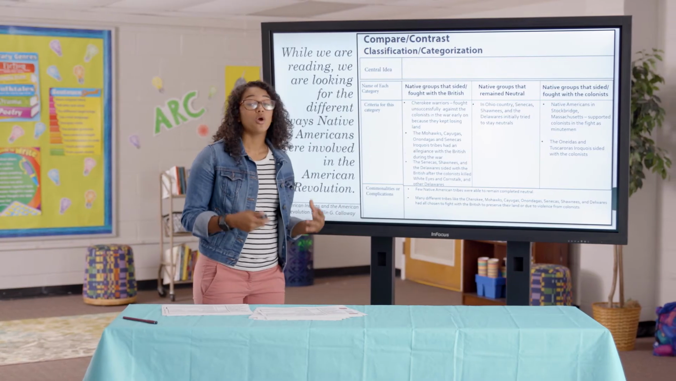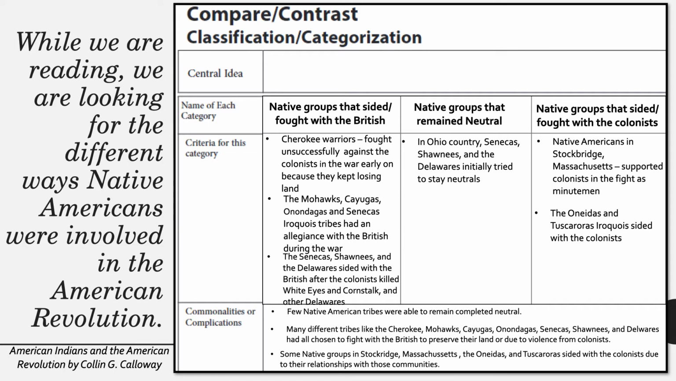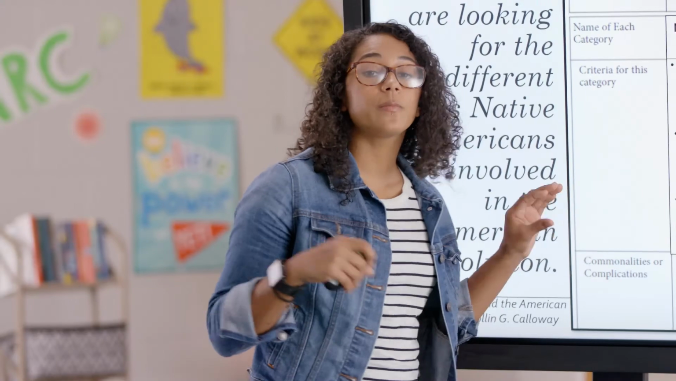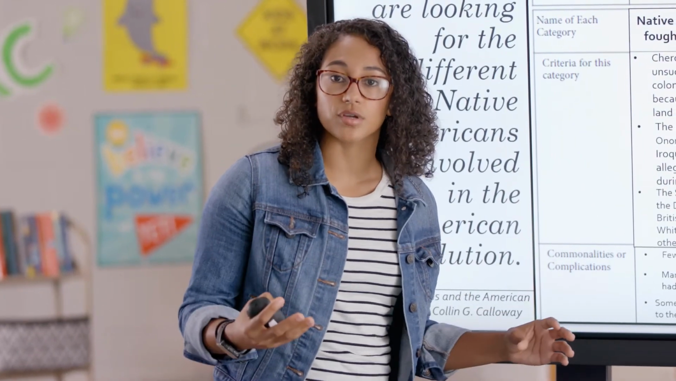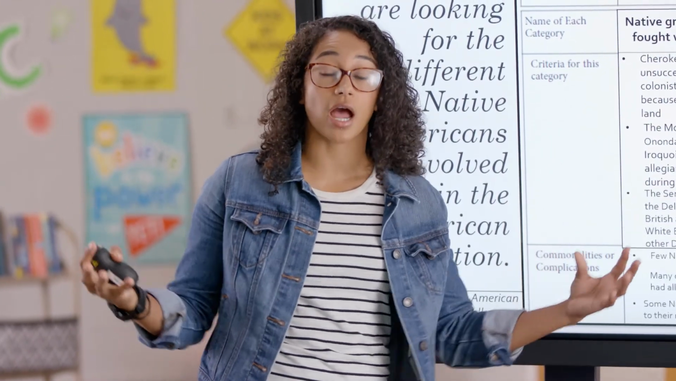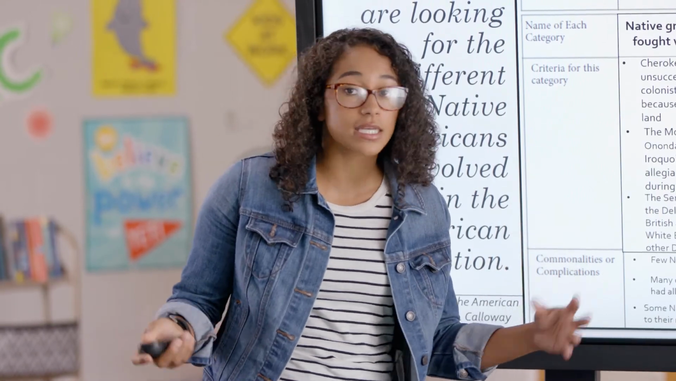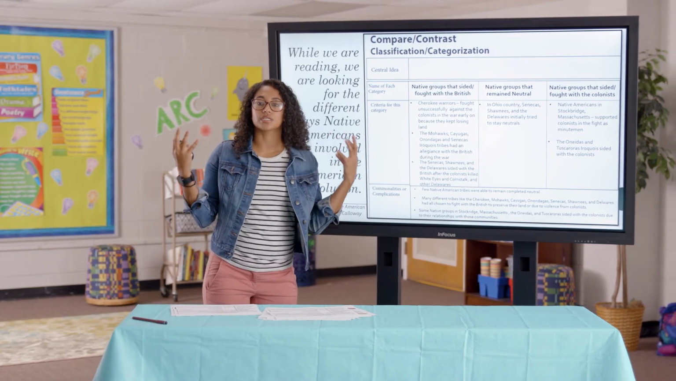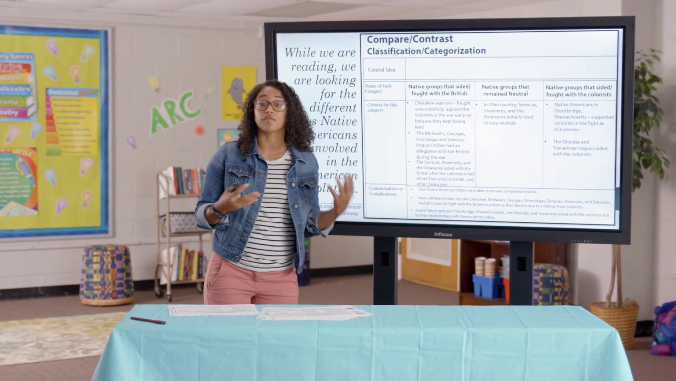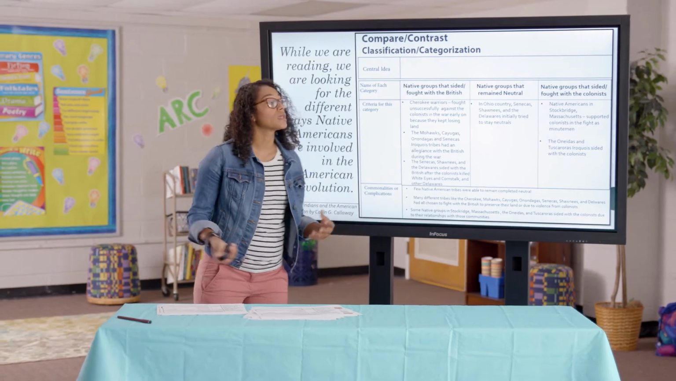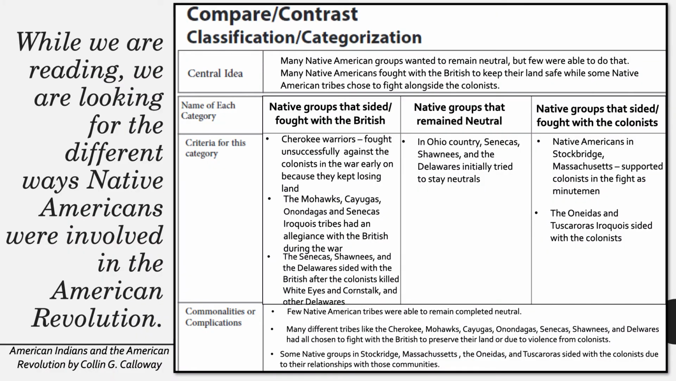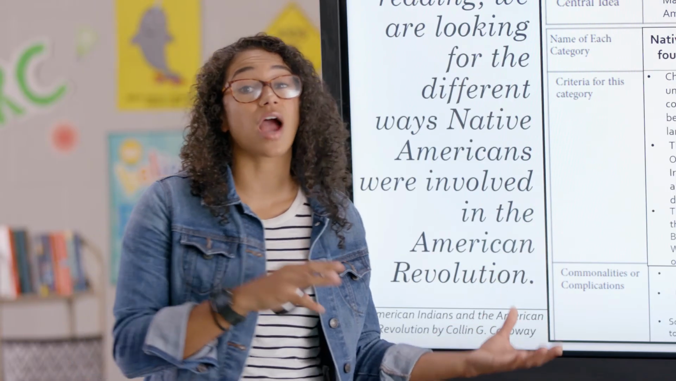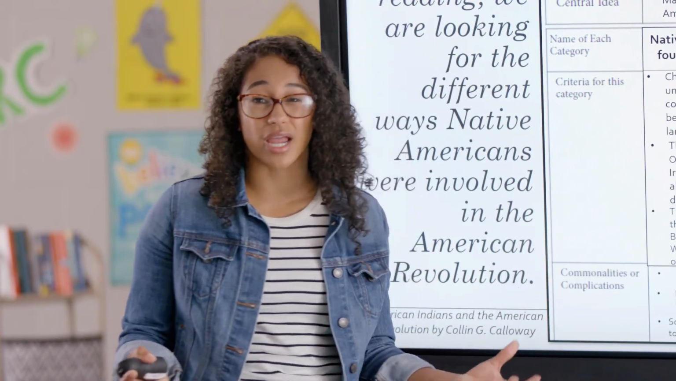And then finally, we do know that some tribes chose to side with the colonists due to the relationships they had with those communities. Now, based on these similarities and differences we were able to pull out from different tribes across the 13 colonies, we can determine the central idea. What does the author want us to understand about Native Americans and the role that they played in the American Revolution? So based on this information, the author wants us to understand that many Native American groups tried to stay neutral, but few were able to do that.